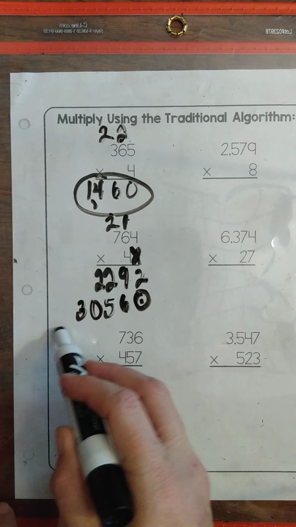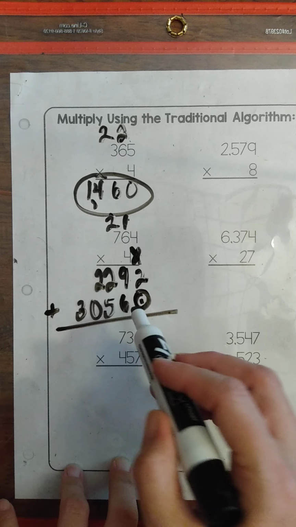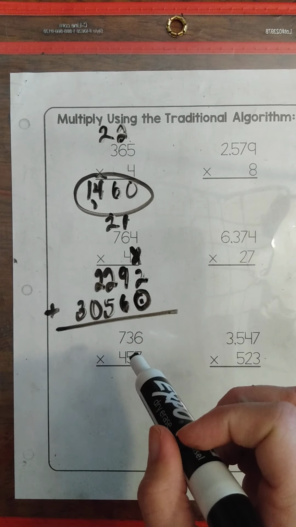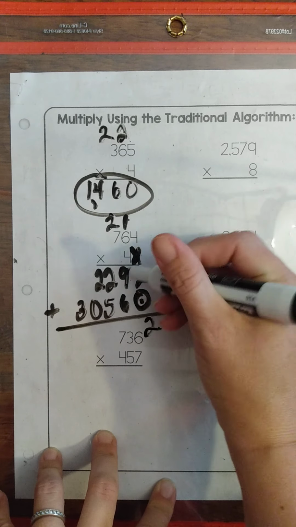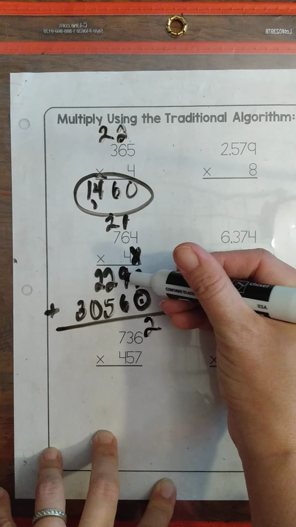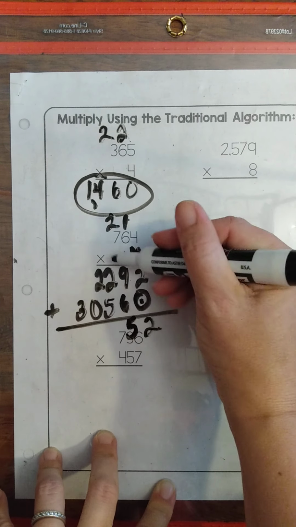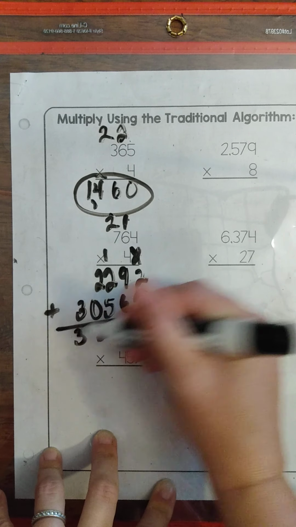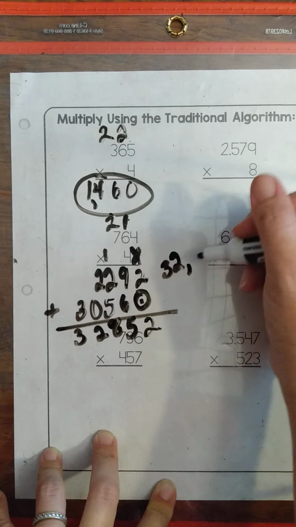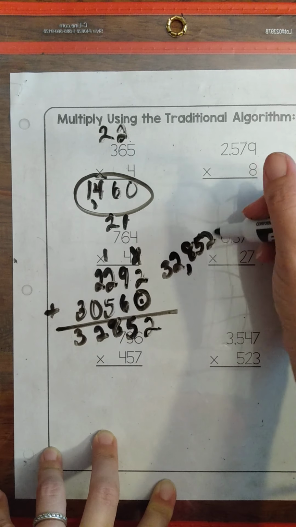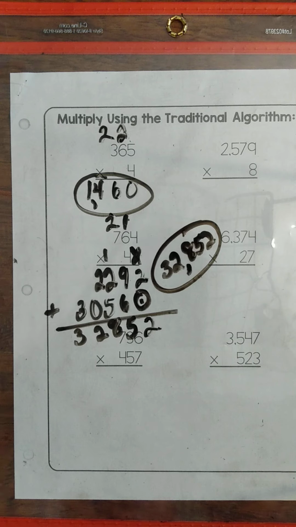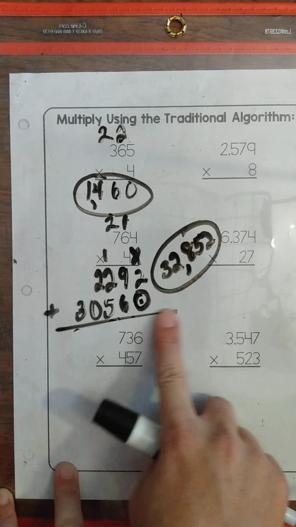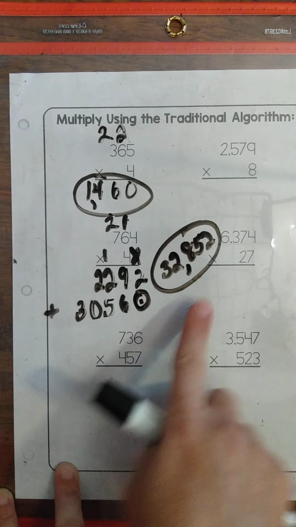When multiplying these out, it would also be helpful if you make sure you're lining up your place values because the last step of the traditional method is to add those totals up. So you want to make sure that it's nice, neat, organized. 9 plus 6 makes 15. 7, 8, 2, and 3. So our final answer ends up being 32,852.